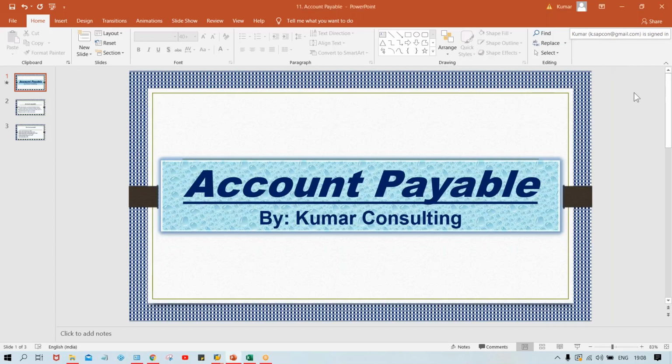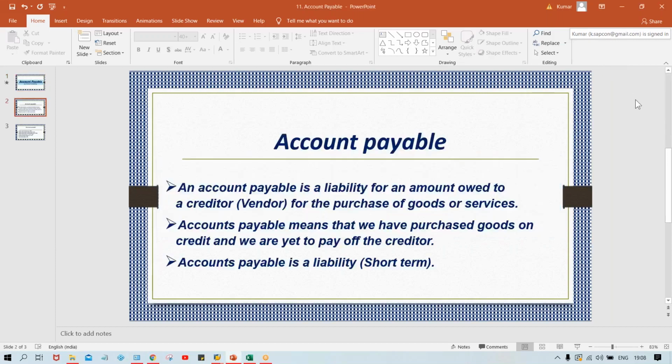So guys, if you talk about account payable, now look here. If you do a Google search, you'll get certain definitions. Say for example, an account payable is a liability for an amount owed to a creditor. Creditor means vendor, for the purchase of goods and services. These kinds of definitions you're going to get from Google.